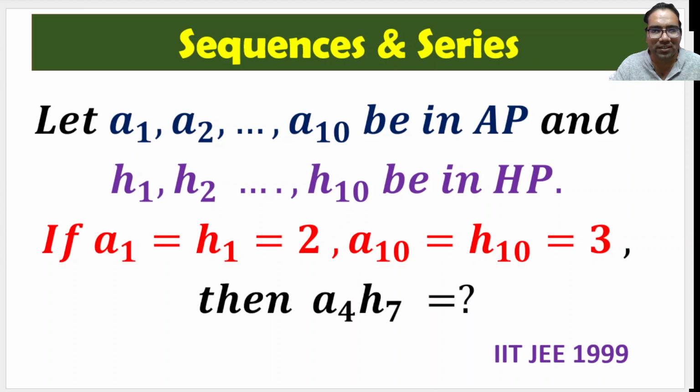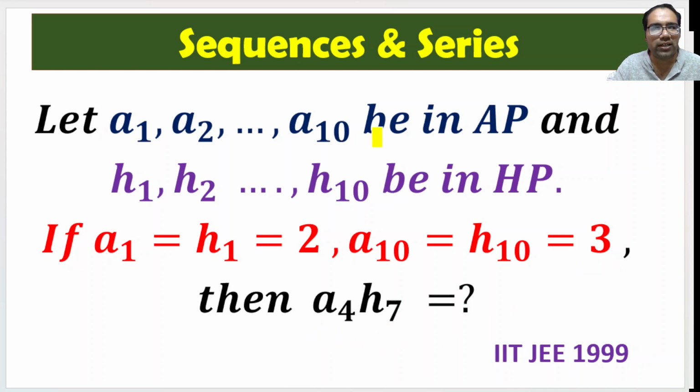Hi friends, here is a very straightforward problem that came in IIT JEE 1999. We are given A1, A2 up to A10, which are in arithmetic progression. Similarly, H1, H2 up to H10 are in harmonic progression. Then A1 equals H1, which is 2, and A10 equals H10, which is 3. We need to find A4 and A4 times H7.